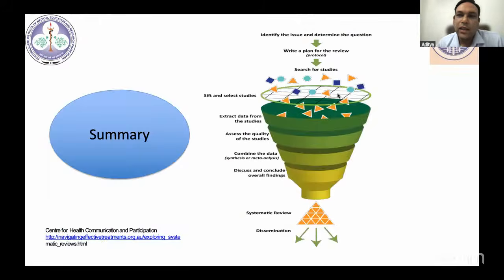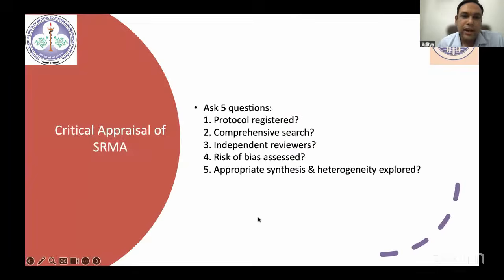So to summarize, you identify the issue, determine the question, write a plan, search for the studies. You select your studies, extract the data, combine the data, do a meta-analysis, and go ahead. Whenever you are doing a meta-analysis, you check for these things: the protocol is registered, you do a comprehensive search, there are independent reviewers, risk of bias is assessed, and appropriate synthesis is done and heterogeneity has been explored.